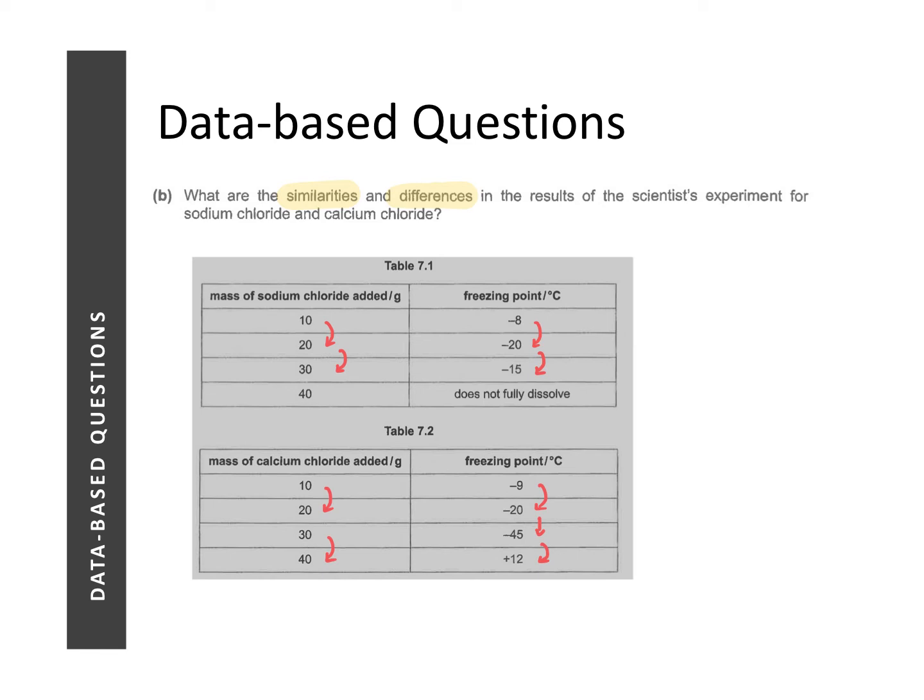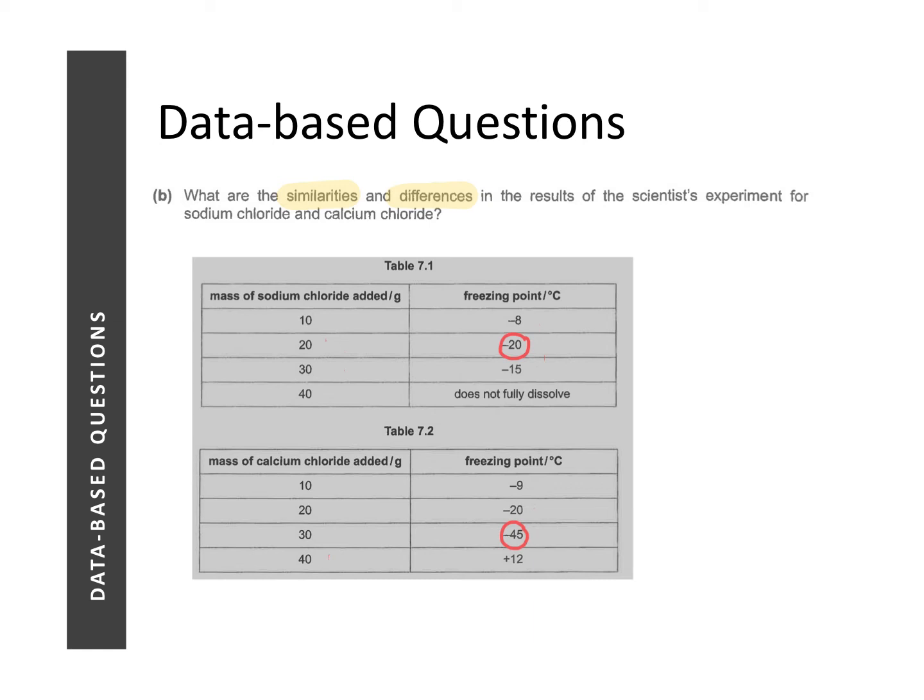Now we look at the differences. What are some of the differences between the two? The first difference would be this: the minimum freezing point that can be achieved with sodium chloride is -20, while the minimum freezing point that can be achieved with calcium chloride is -45. So calcium chloride is able to produce a lower freezing point, a greater freezing point decrease compared to sodium chloride.